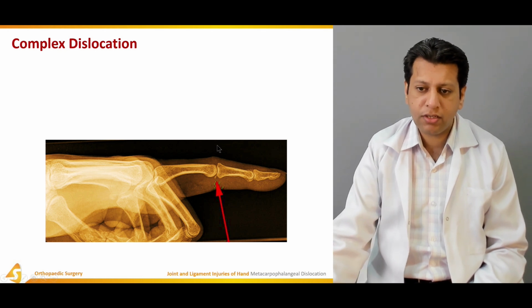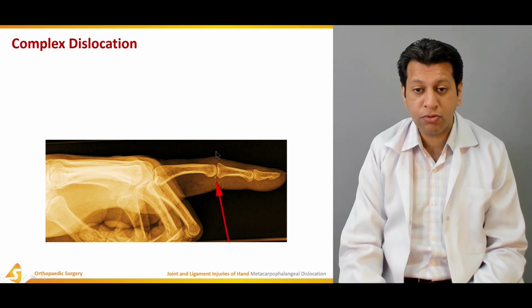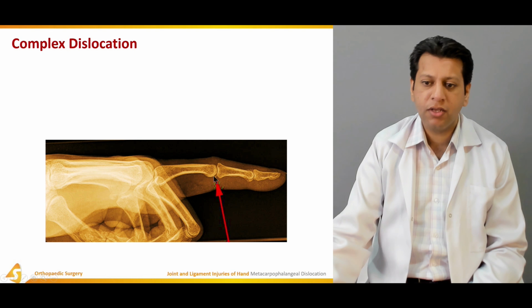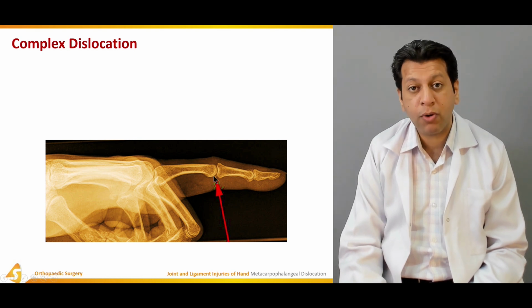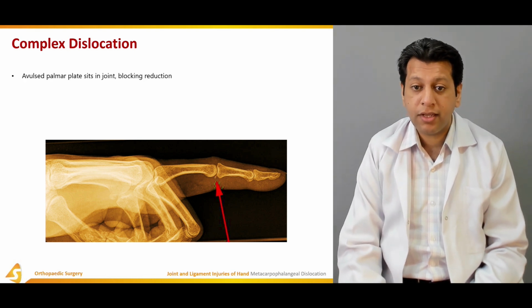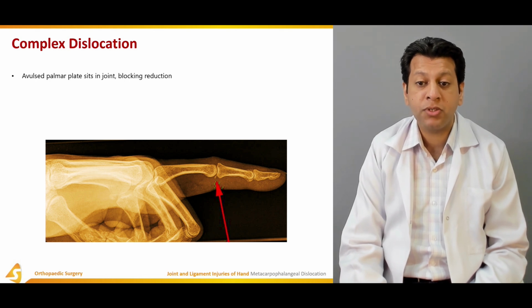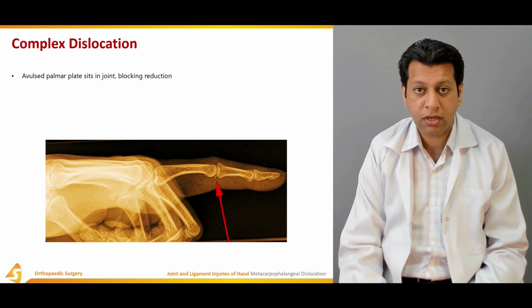Now, if you see this diagram, this is also a reduced dislocation, but it's usually associated with a bone fleck, which can be seen over here as well. This means even a small part has actually fractured. And this is why it is called complex, because there is an avulsed palmar plate which sits in the joint, which is blocking the reduction at times.